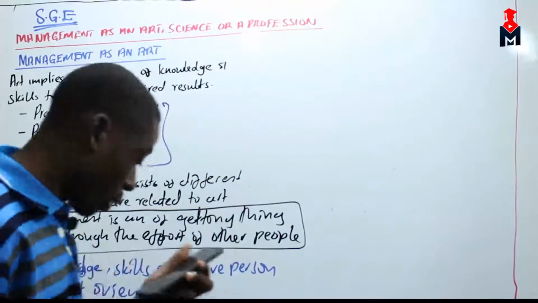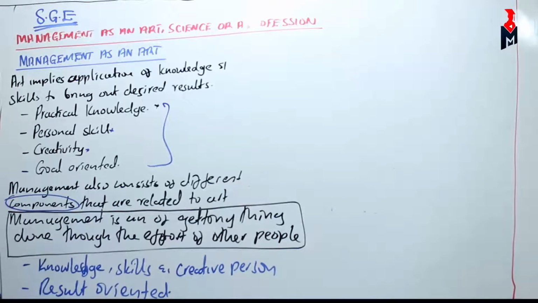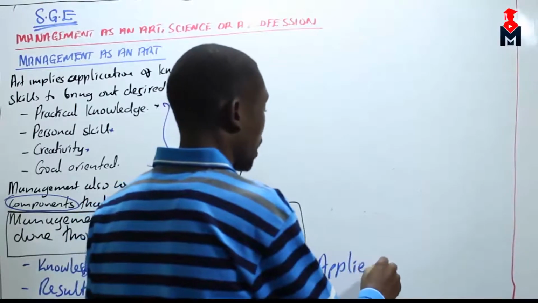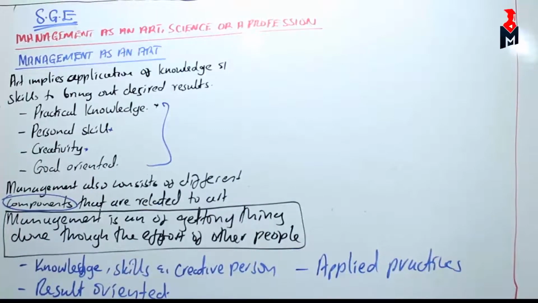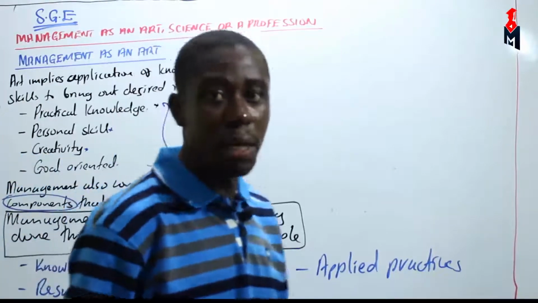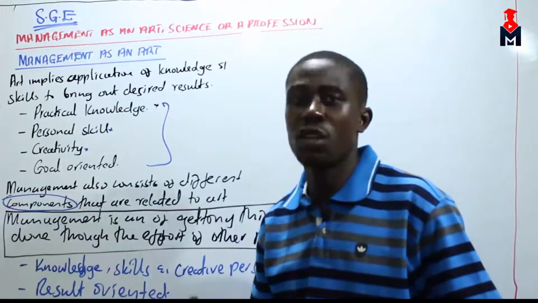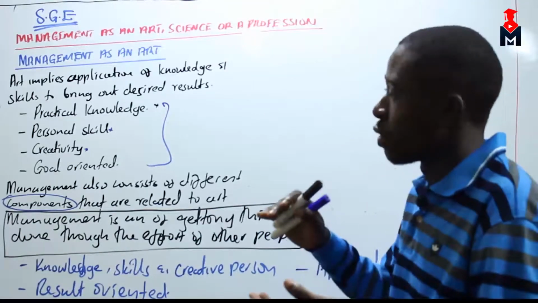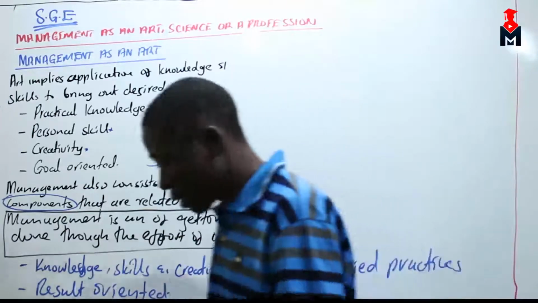Also, we can mention this component, applied practices. Talk of applied practices. So you also find that not any other person can be a manager. A manager will involve steps. It will involve you being in the field. It will involve you understanding each and every component in the organization. So whenever you're talking of applied practice, this person has gone through different levels for him or her to become a manager. So that's why you're saying it should entail the aspect of applied practices.